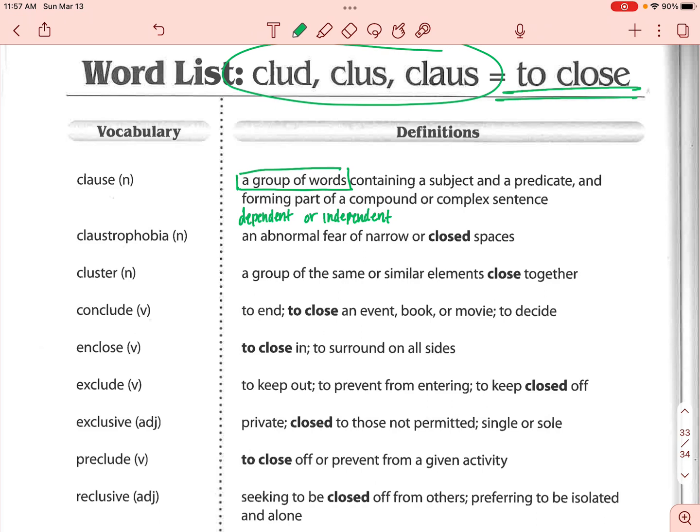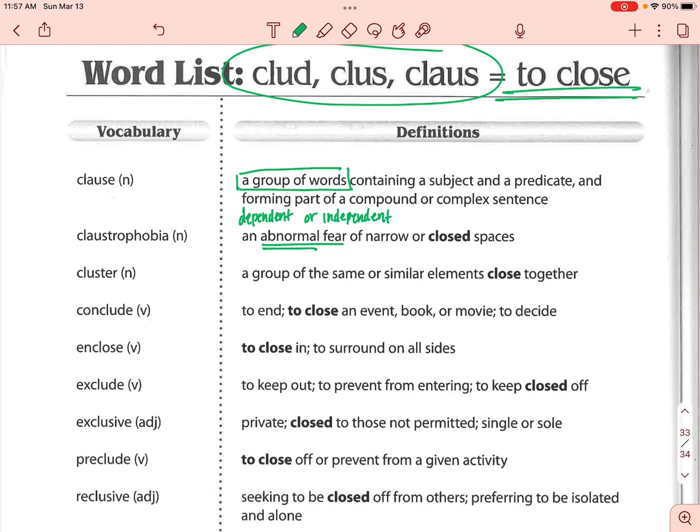But basically you have an abnormal fear. Okay, so that's why it's a phobia, an abnormal fear, because it's kind of like amped up. That's why it's abnormal, because it's a little more than normal, of closed spaces. So elevators, closets, little tiny rooms, things like that.